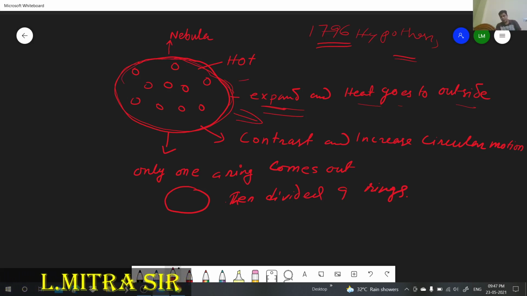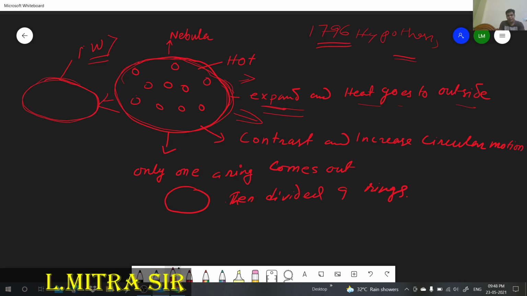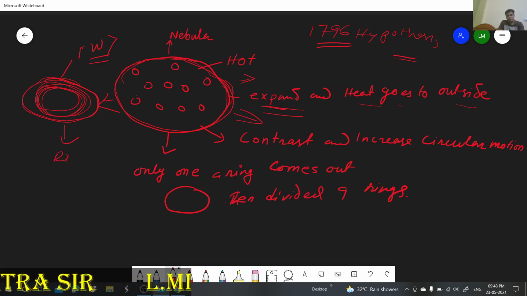Third step, when this heat goes to the outside, the nebula starts to contract, which means its size decreases from this size to that size. When it contracts, its speed, meaning the angular momentum or angular velocity w, increases, as we already discussed in the previous slide. It keeps moving again and again and the speed increases. Then at some point one ring comes out from the nebula.